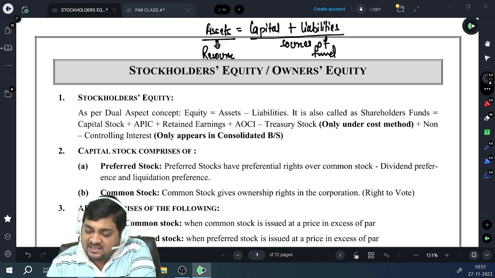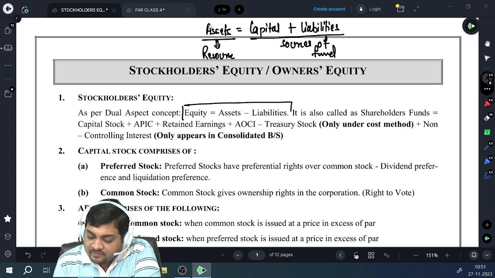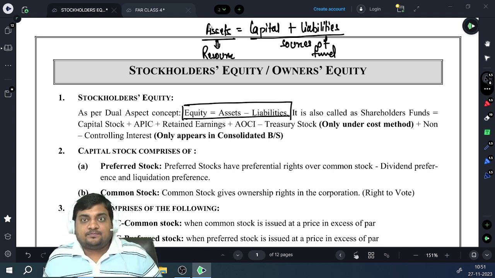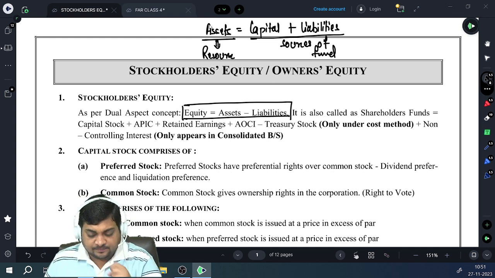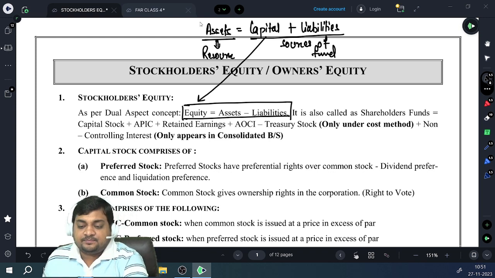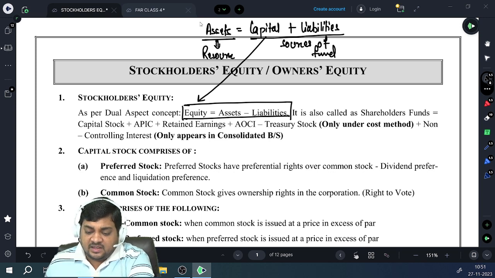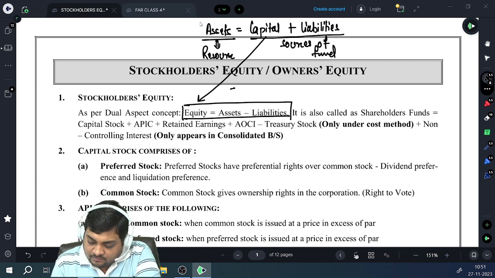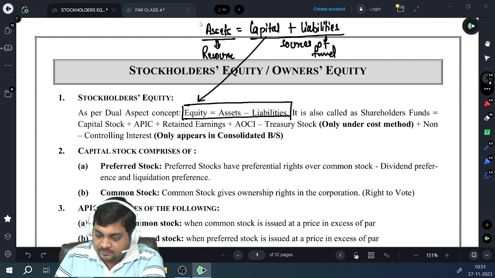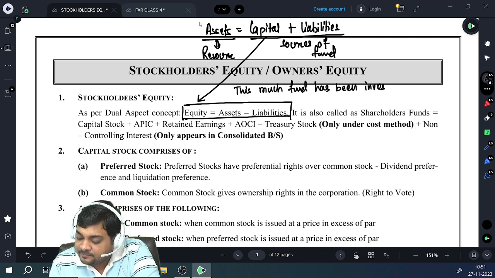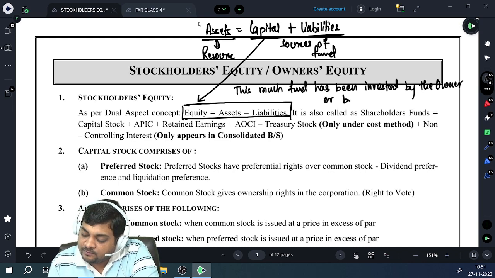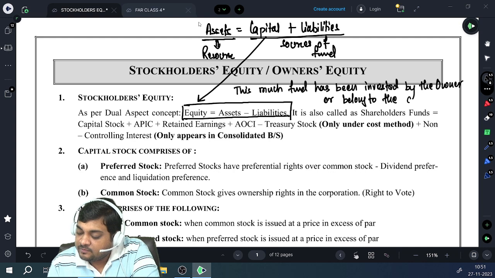So from this particular equation we can say that capital is asset minus liability, right? This capital is termed as equity and this belongs to the owner. It means this much fund has been invested by the owner or belong to the owner.